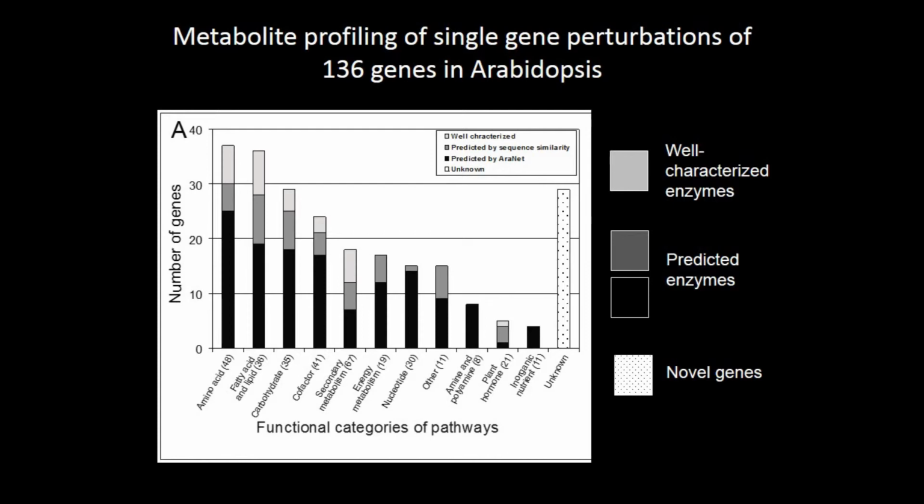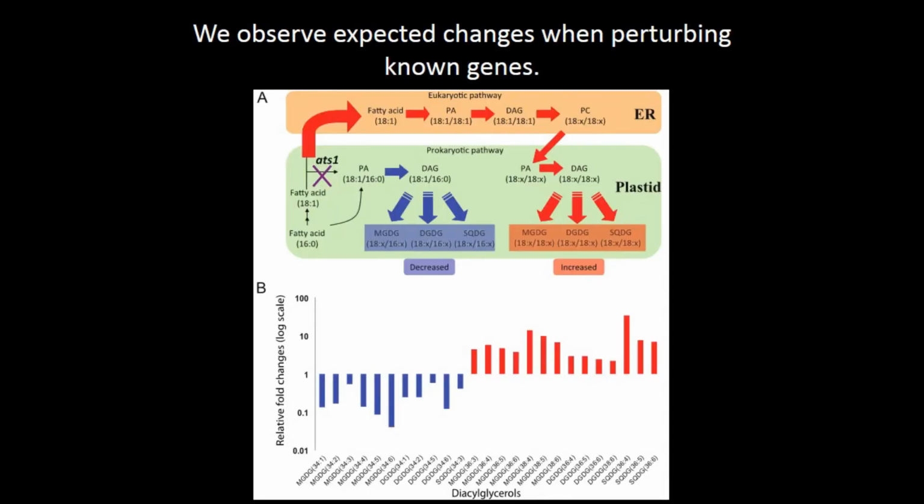So we actually selected both well-characterized genes that are predicted to encode enzymes, and genes that are completely novel. And we chose these genes that are associated to all different domains of metabolism to increase the diversity of the genes that we profiled. And the profiles that we got were, I think, fairly high quality.